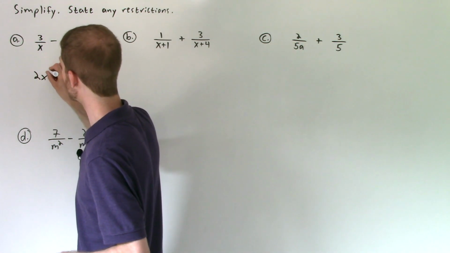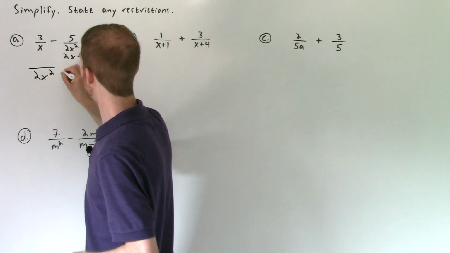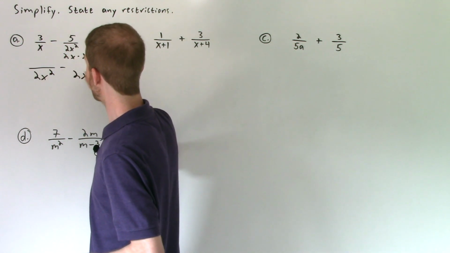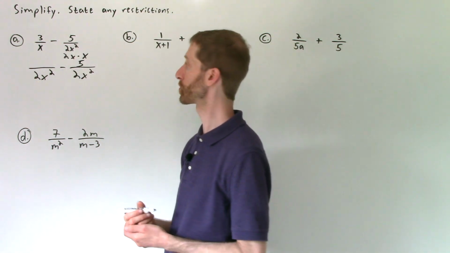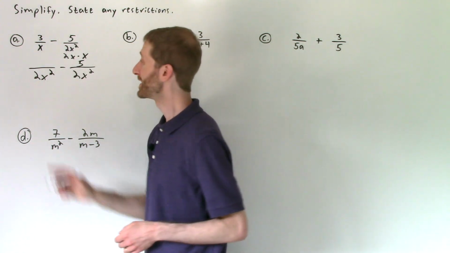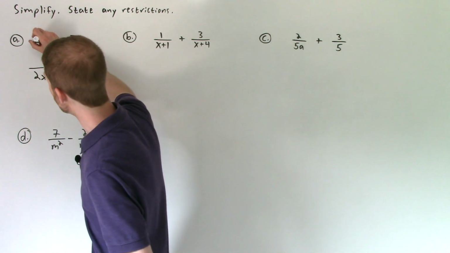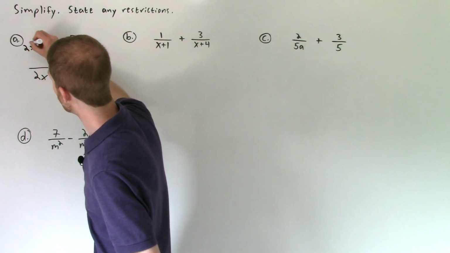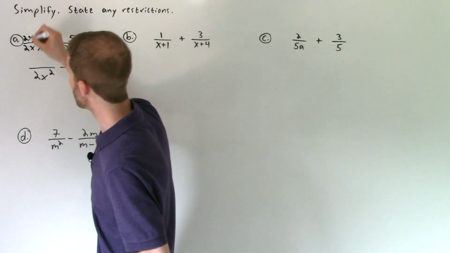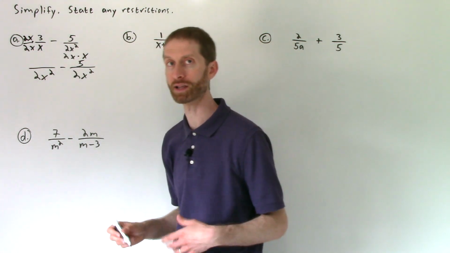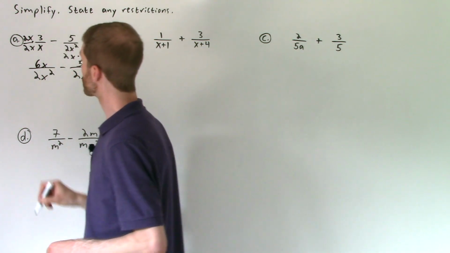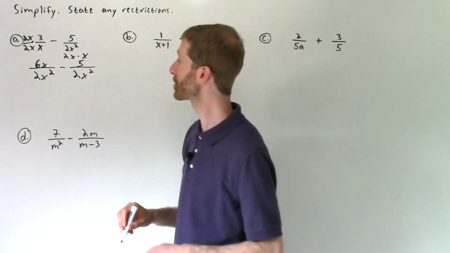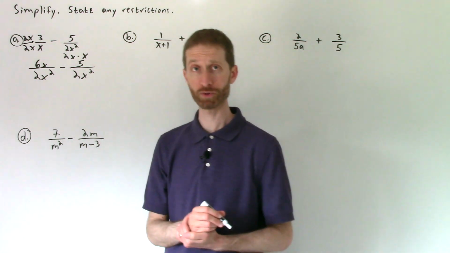So you get 2x squared minus 2x squared. We're not multiplying this fraction by anything because we've already got 2x squared. So it's 5 over 2x squared. To get 2x squared in the bottom, you would have had to have multiplied this by 2x. And then you have to multiply the numerator by anything you multiply the denominator by to keep the fraction equal. 3 times 2x is 6x. So what we have remaining now is 6x over 2x squared minus 5 over 2x squared.